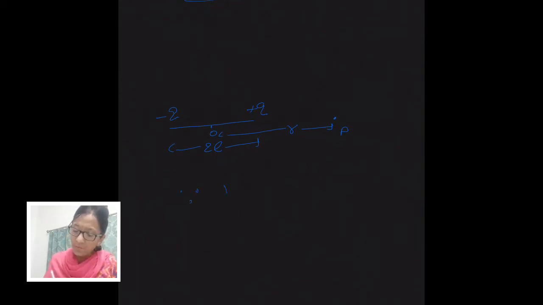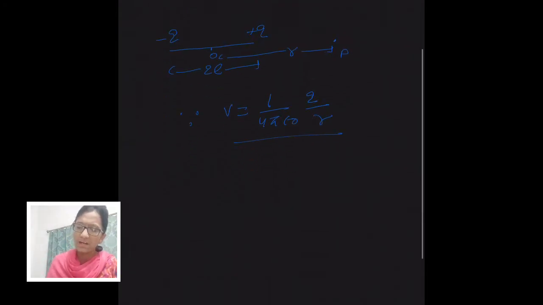Since we know that potential is equal to 1 upon 4 pi epsilon naught q upon r, we will be finding potential at point P due to the negative charge minus q of the dipole, and due to the plus q charge of the dipole at point P. And potential is a scalar quantity, so we simply add the two potentials using algebraic addition.